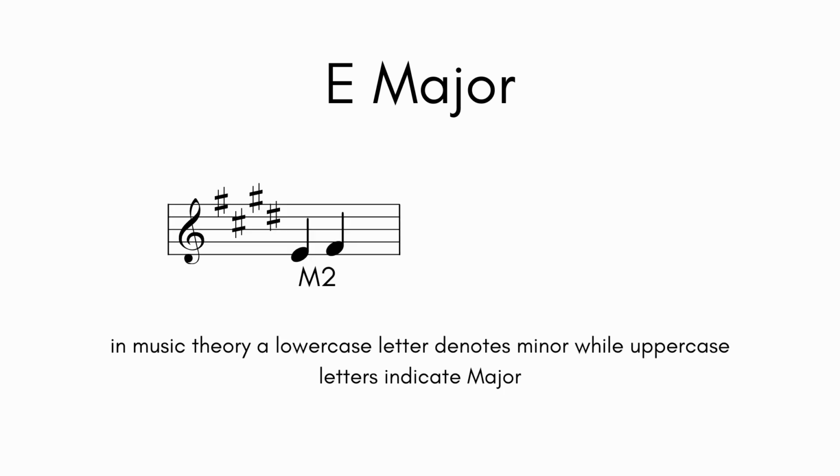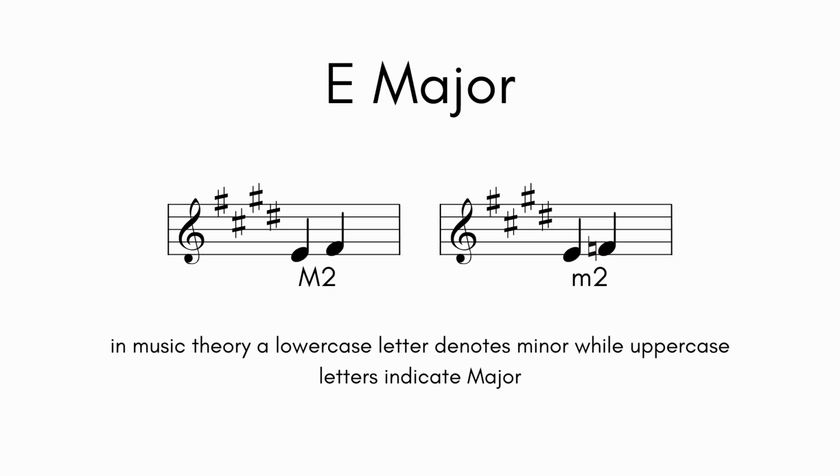All minor versions of intervals are just 1 half step lower than their major counterpart, so a minor second from E would be F natural. We still use the letter name of F as we were talking about the second scale degree of E major. In order to follow the rules of scales, we must use F rather than E sharp.